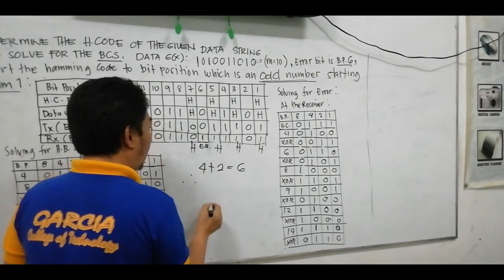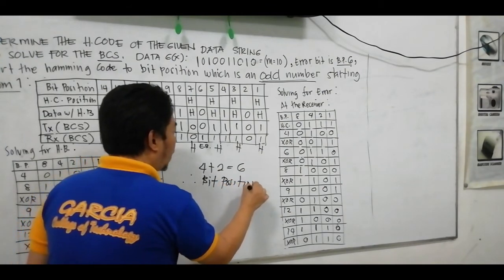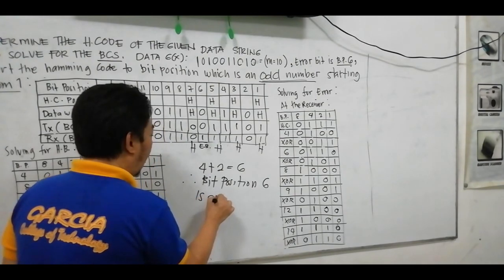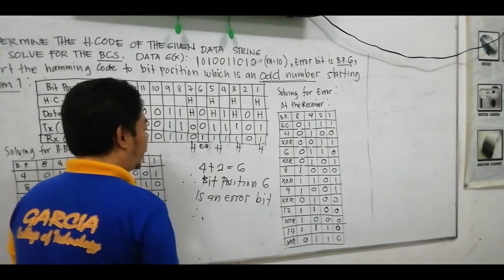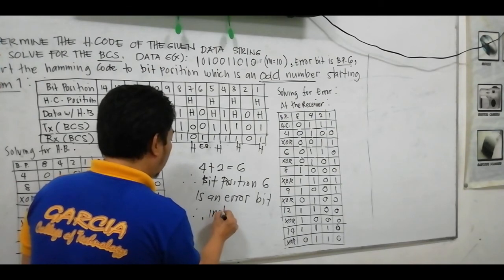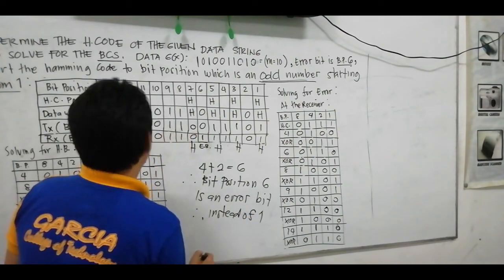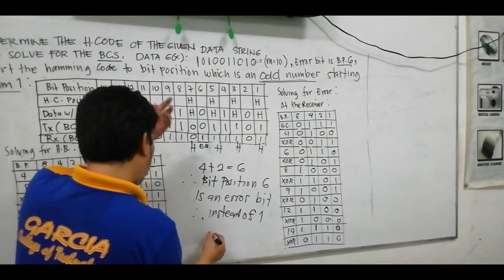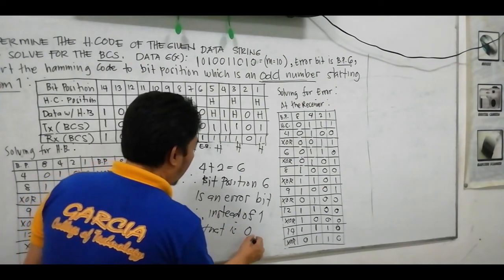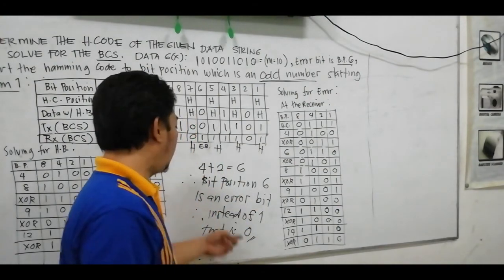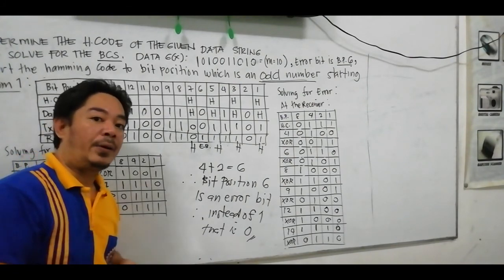So meaning, bit position 6 is an error bit. Okay? So therefore, instead of 1, bit position 8 must be, instead of 1, that is 0, okay, or take the complement of 1 and that will be 0, okay, so the receiver will check for the error, okay.